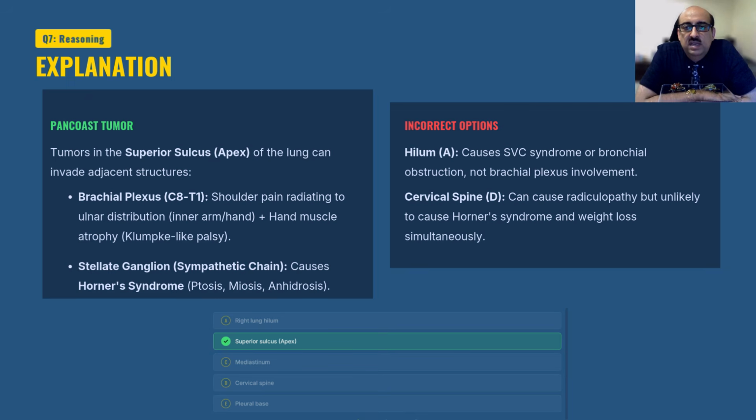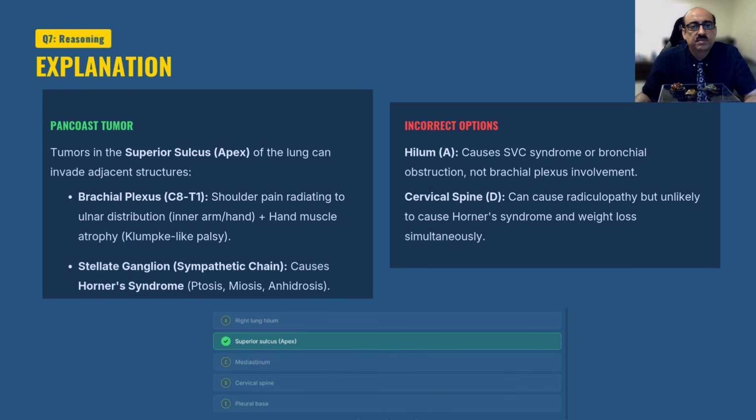Cervical spine, again, it can lead to cervical radiculopathy, but unlikely to cause Horner syndrome because the cervical spine is at the back and the stellate ganglion is located anteriorly. And also it's unlikely to cause Horner syndrome, as you said, and also weight loss will be obvious in such situations. In terms of the other options, again, pleural base and mediastinum for the same reason, the anatomy is not right.